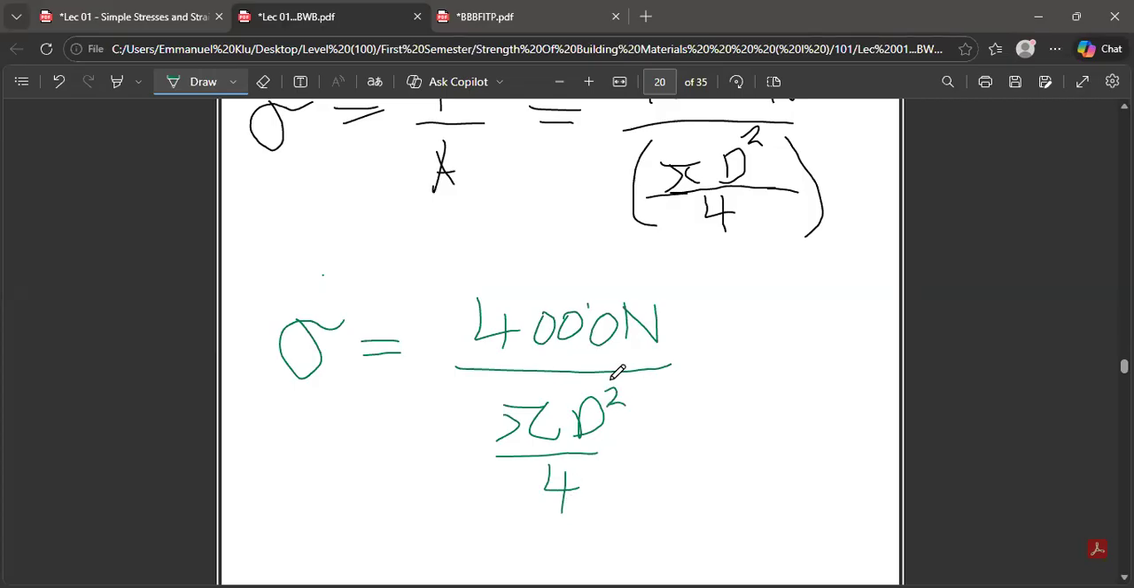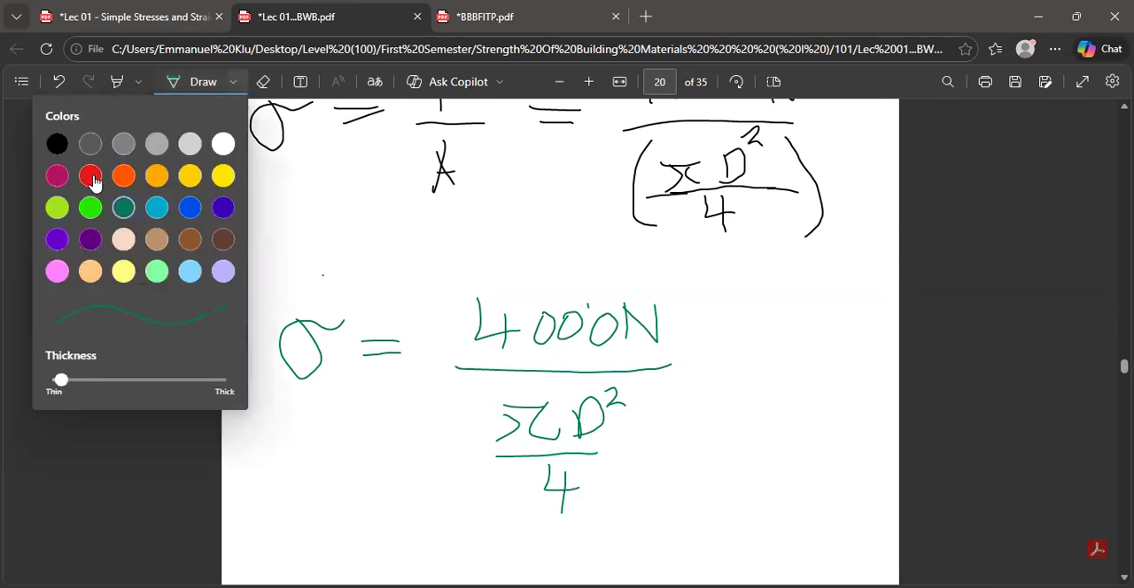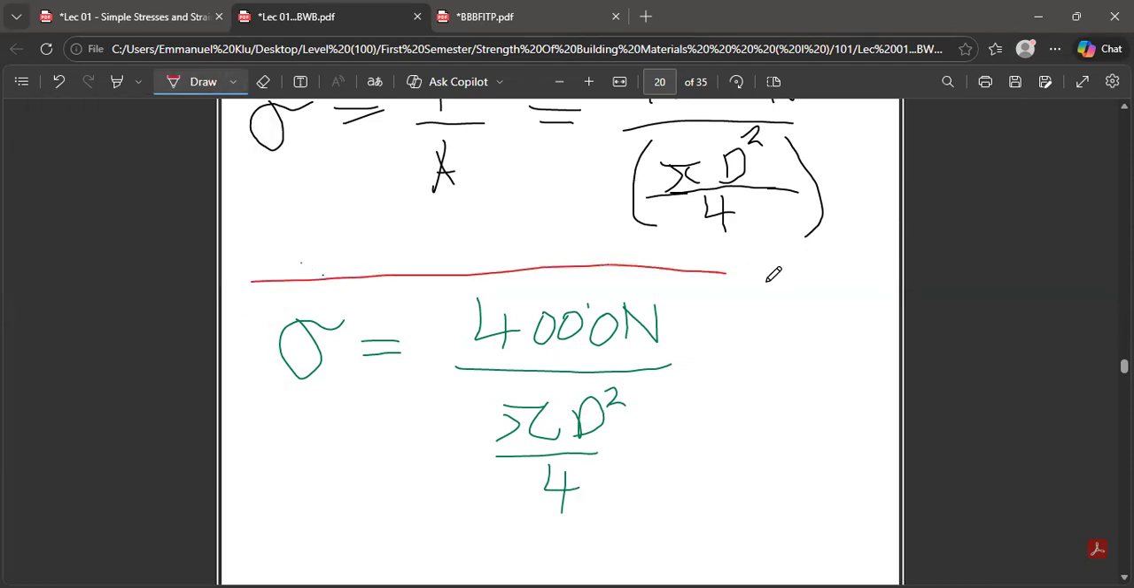So from here, our pi is known, our d is not known, okay? And also, our stress is known, okay? So we can make d the subject from this relation. Then we are good to go. So we are going to make d the subject from this relation.